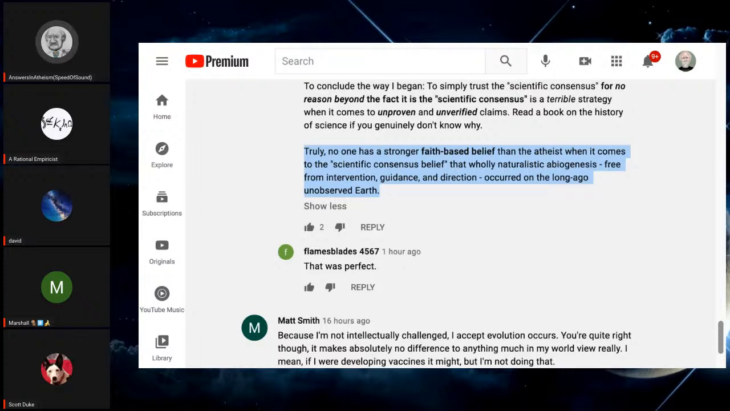And this thing here, truly, no one has a stronger faith-based belief than the atheist when it comes to scientific consensus belief that the wholly naturalistic abiogenesis, free from intervention, guidance, and direction, occurred on a long ago unobserved Earth. Well, for myself, I will admit that I have faith in complexity and chemistry. So there's that. But I don't have any alternative because I don't know where this intervention, guidance, and direction could have come from. And I haven't seen anything plausible that could do that other than complexity and chemistry.